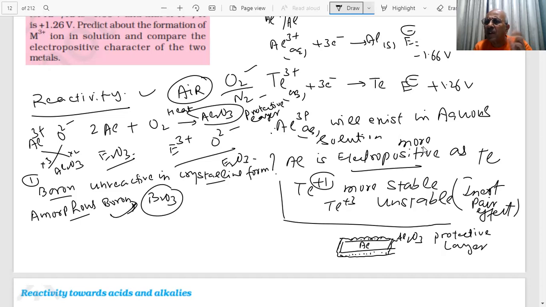Amorphous, we have shown in the solid state the difference between crystalline and amorphous. Crystal, you have seen the structure of boron, students. What was that? Icosahedron. I am now powdering it. The amorphous form of that will react. And what will happen, students? They will react with the nitrogen, students.